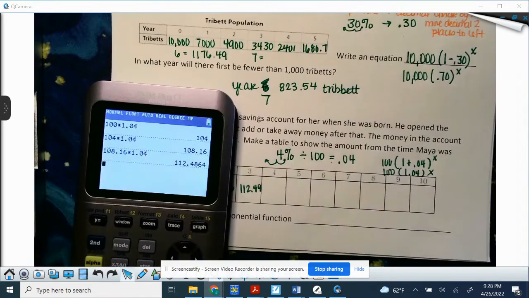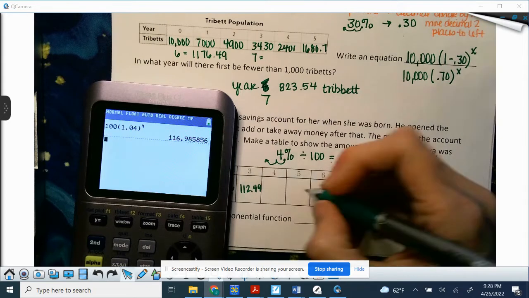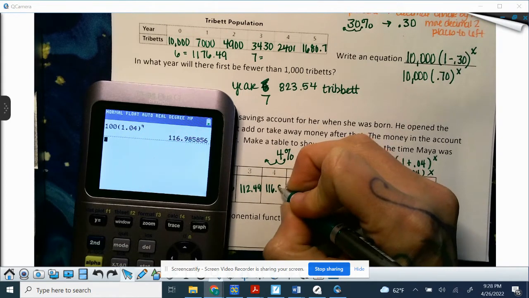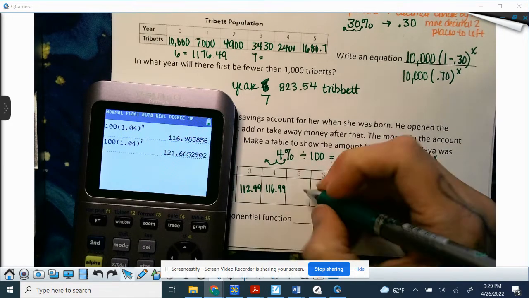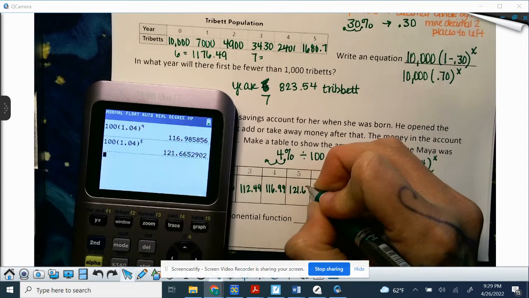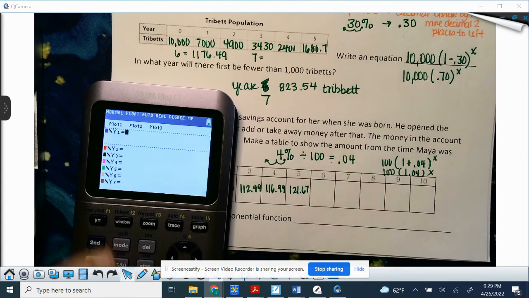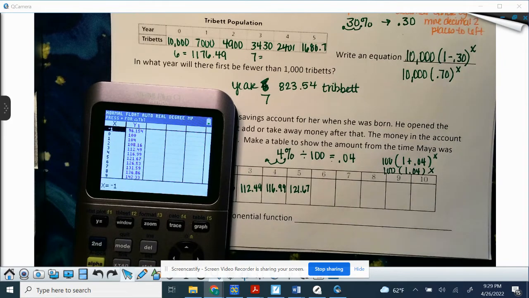And then we also have that option of doing 100 times 1.04 raised to the fourth power. So it gives us 116.99. So this money is moving pretty slow. 100 times 1.04 to the fifth power, 121.67. Again, this is an opportunity to go up here and do our 100, 1.04, raised to the x power. And you raise it to the x power because then I can go to my graph or to my table and I can see all the coordinates that work.